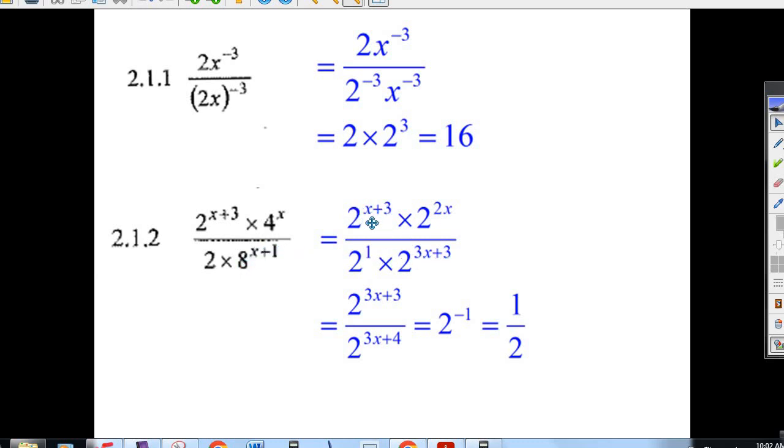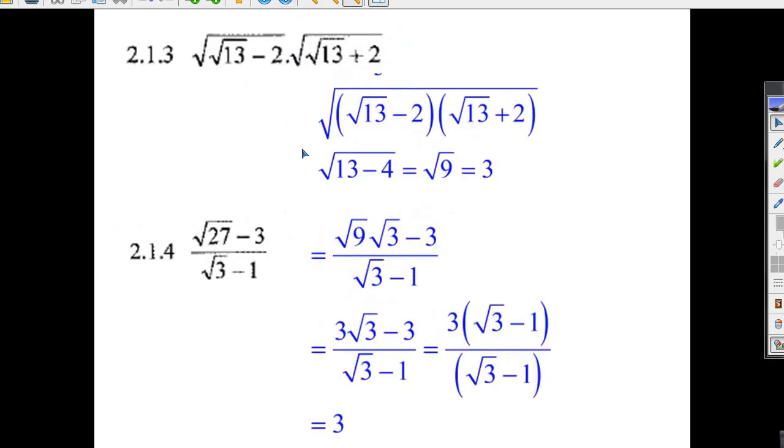Well, let's just do the top. You've got 2^x times 2^2x. You multiply two things of the same base, add their exponents, you get 3x. On the bottom, you've got 3x plus 3, but 1 plus 3 is 4. Now, when you divide two things of the same base, subtract the exponents. 3x minus 3x, it's gone. 2 minus 4 is 2 to the negative 1. Or actually, I could have left this 4 in the bottom and gone 4 minus 3, it's 2 to the 1. The answer is 1/2.